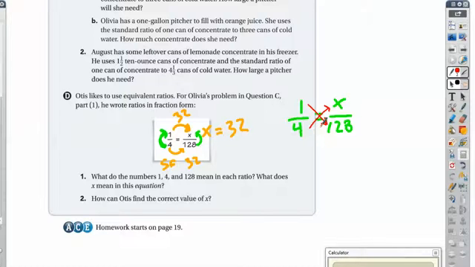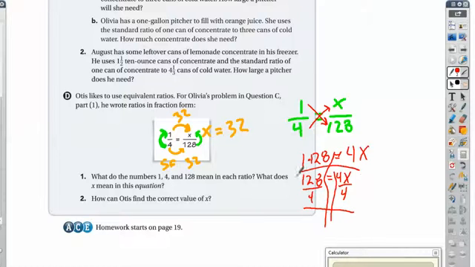So what that says is my 1 times 128 is going to equal my 4 times the x. That's what cross multiplication says. 1 times 128 is? 128. Is equal to 4x. What's the opposite of multiplying x by 4? Divide by 4, which means x is equal to 32.